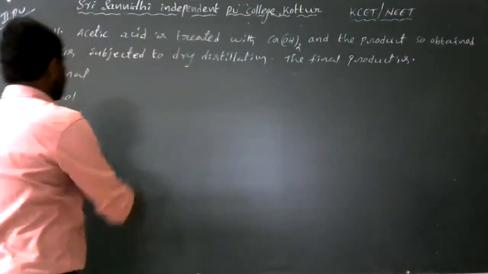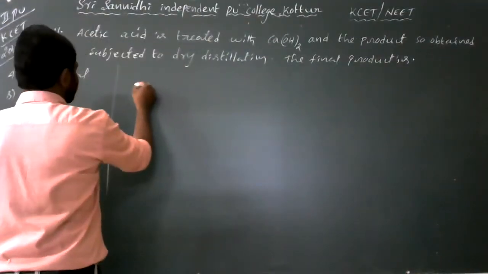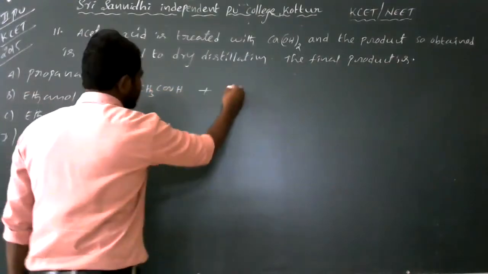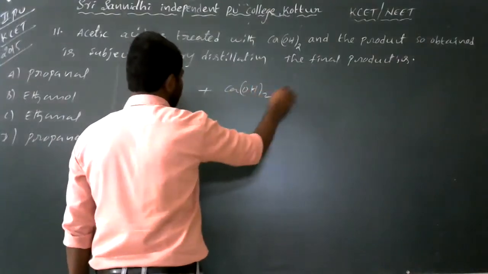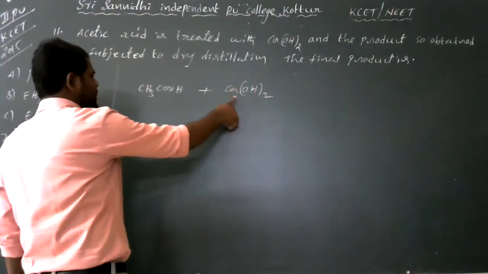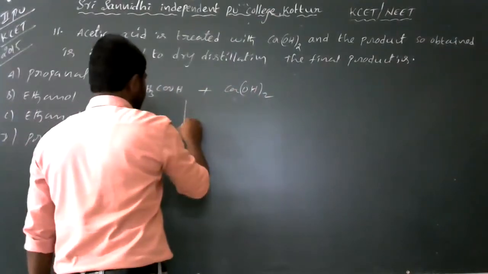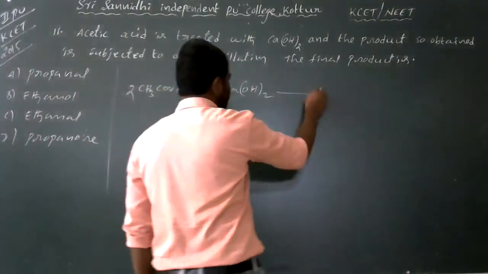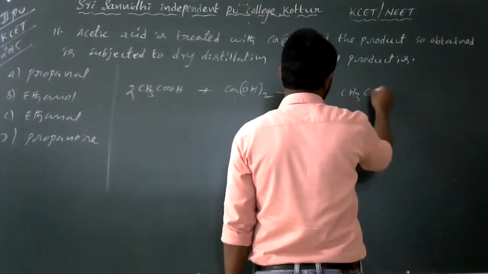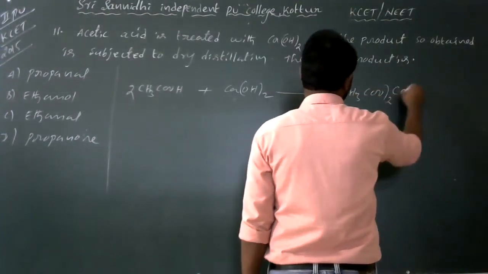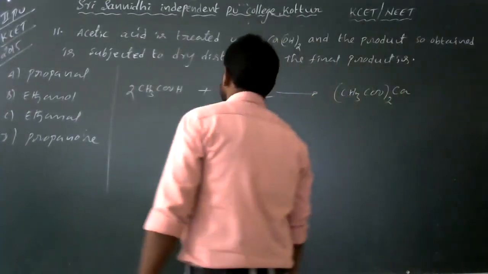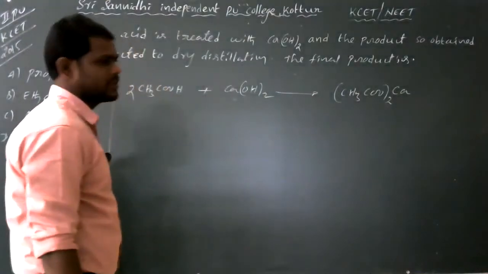First take acetic acid, CH3COOH, which is treated with calcium hydroxide, Ca(OH)2. Ca is 2+, so two molecules of acetic acid are involved, and calcium acetate, (CH3COO)2Ca, is formed.